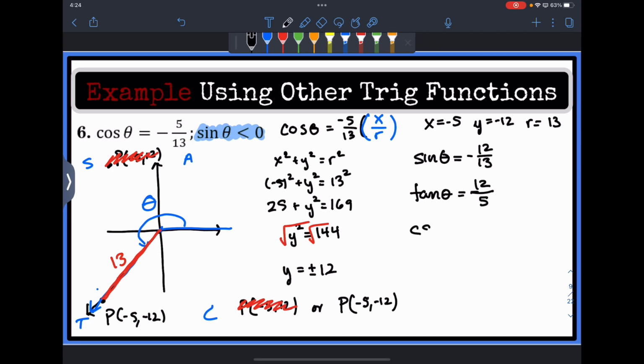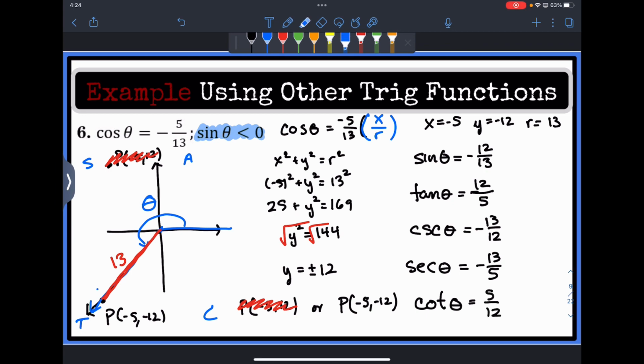And then we can move on to the reciprocal ones. The reciprocal of sine is negative 13 over 12. The reciprocal of cosine is negative 13 over 5. And the reciprocal of tangent is positive 5 over 12. And there you have it, the remaining 5 trig functions.